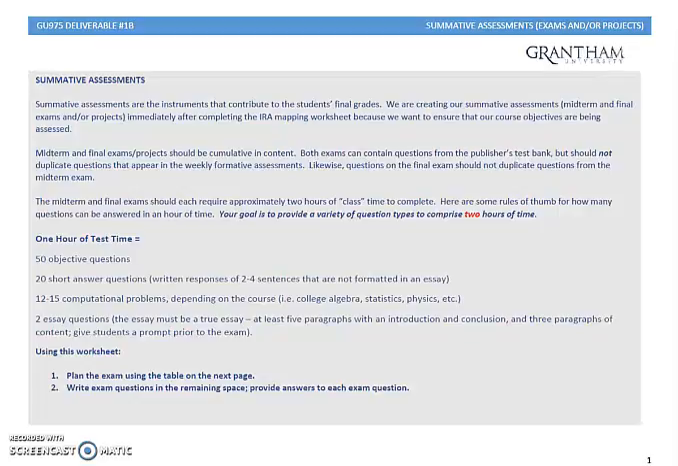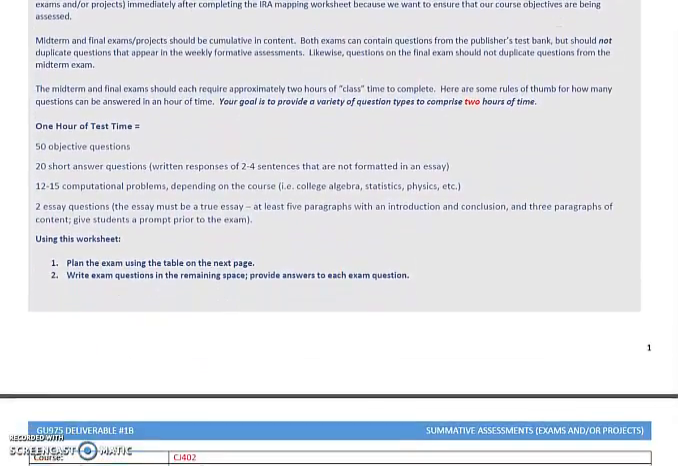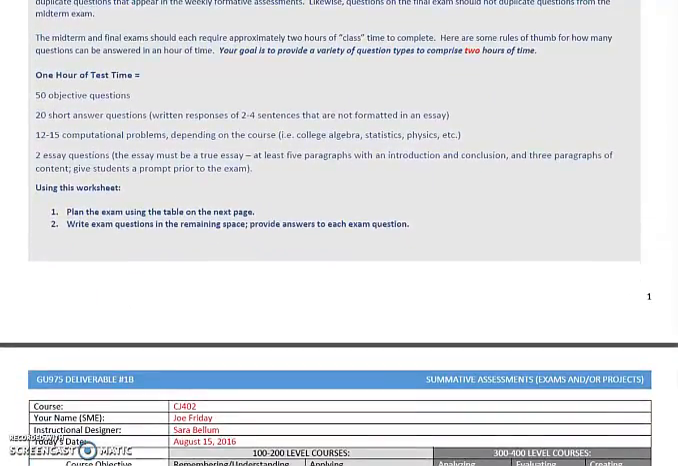And so for short answer questions, you could expect students to answer 20 short answer questions in about an hour's worth of time. And the essay questions, you could expect them to write 2 essays, given that they had a week to prepare. And if you're in some type of a quantitative course, then they might be able to answer 12 to 15 computational problems, depending on the complexity of the problems. If you have questions about this, you should definitely talk with your instructional designer.